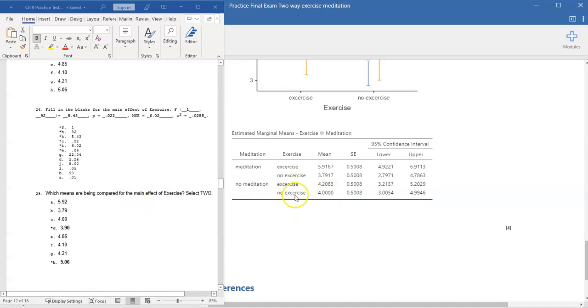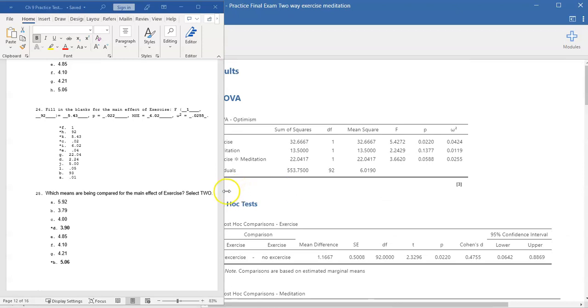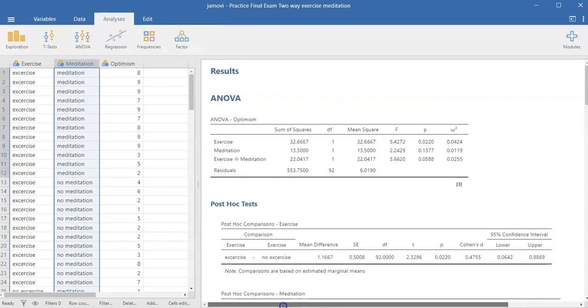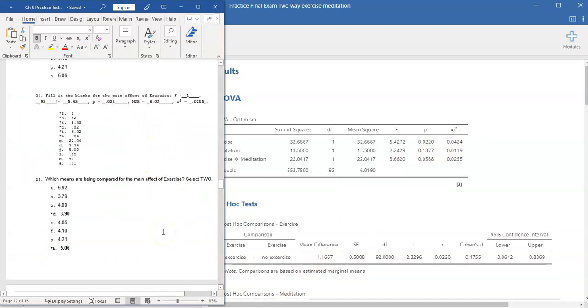And now we want to fill in the blanks for the main effect of exercise. So we go way up to the top again. And for the main effect of exercise, we want to go right here. And so we have 1 and 92 as the 2 degrees of freedom, our F value, our p-value, our mean square residual, and then our omega squared. And that's where you get all those numbers.